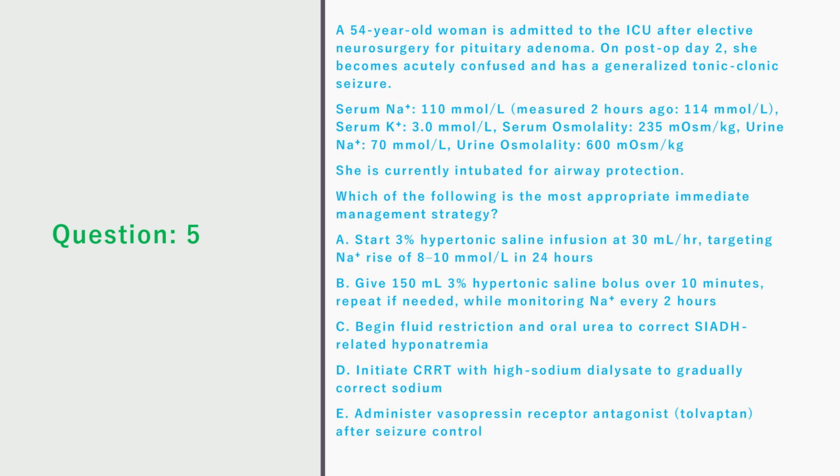every 2 hours. C. Begin fluid restriction and oral urea to correct syndrome of inappropriate antidiuretic hormone-related hyponatremia. D. Initiate continuous renal replacement therapy with high-sodium dialysate to gradually correct sodium. E. Administer vasopressin receptor antagonist, tolvaptan, after seizure control.